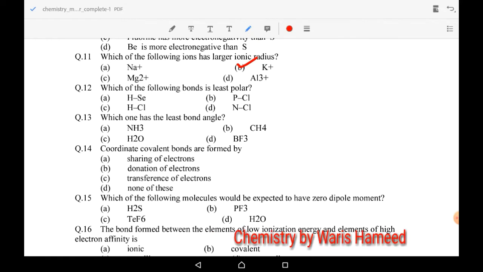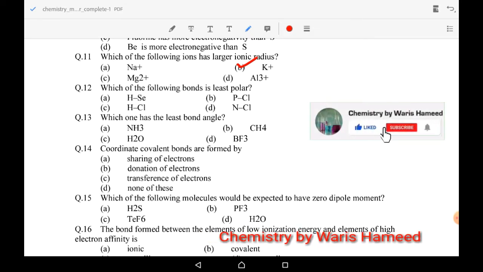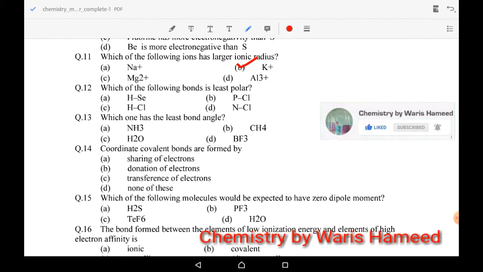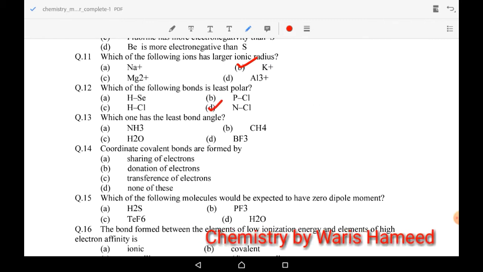Which of the following bonds is least polar? The bond which has the least electronegativity difference will be less polar. In this case, D option is correct. N-Cl is the bond where the electronegativity difference is very small.